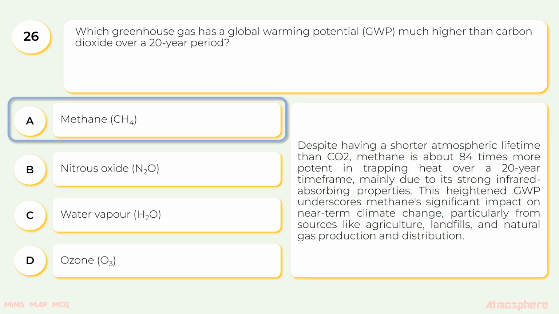Methane. Despite having a shorter atmospheric lifetime than carbon dioxide, methane is about 84 times more potent in trapping heat over a 20-year time frame, mainly due to its strong infrared absorbing properties. This heightened GWP underscores methane's significant impact on near-term climate change, particularly from sources like agriculture, landfills, and natural gas production and its distribution.